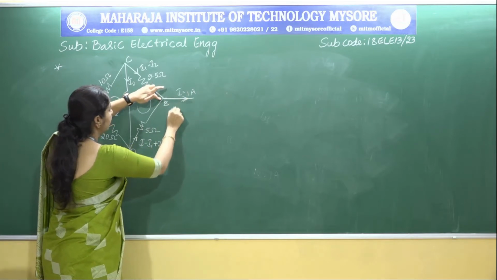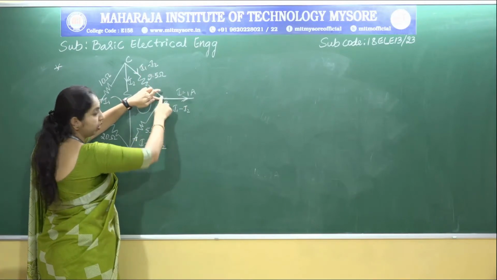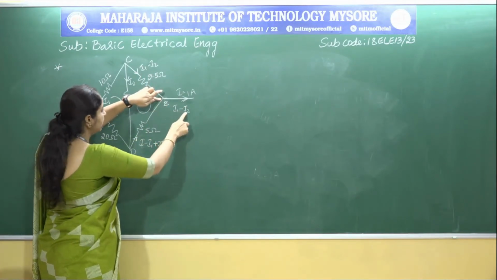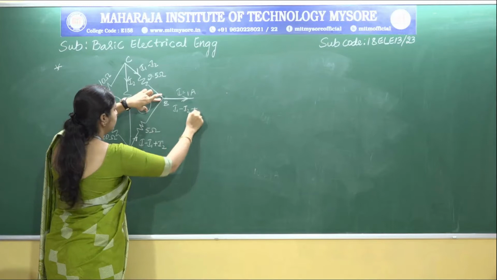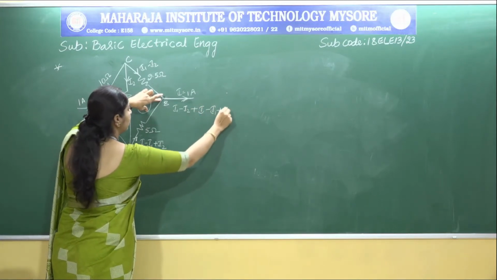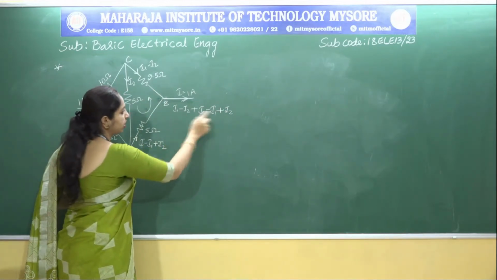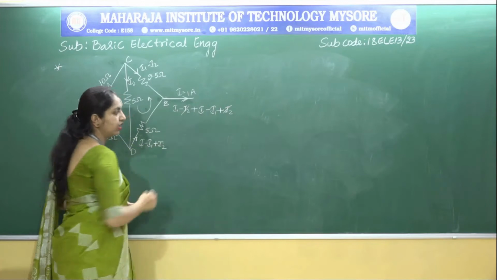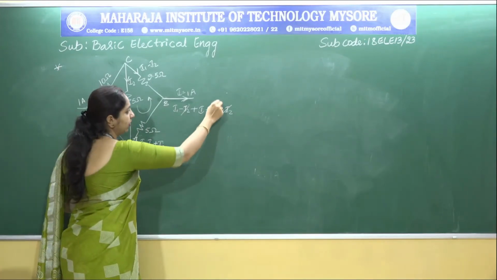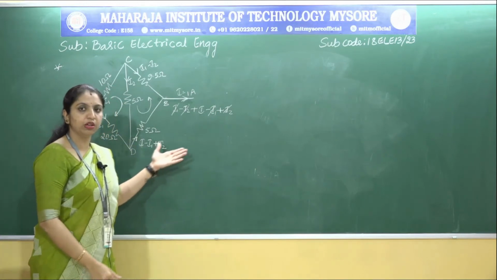What equation do we get? I1 minus I2. Remember, both the currents are entering the junction. I1 minus I2, then plus I minus I1 plus I2. So what happens here? You have minus I2 and plus I2, so I2 gets cancelled, and you have minus I1 and plus I1, so I1 gets cancelled.